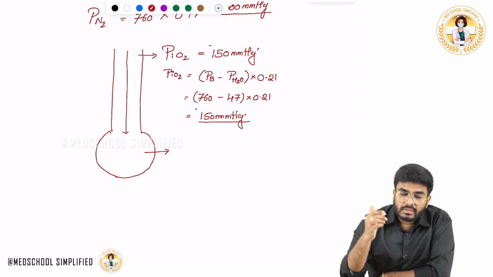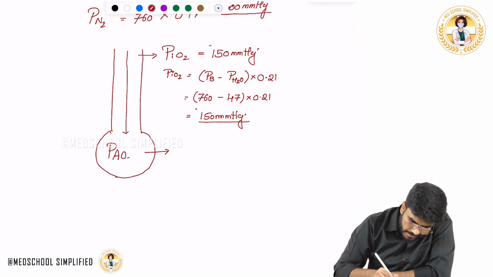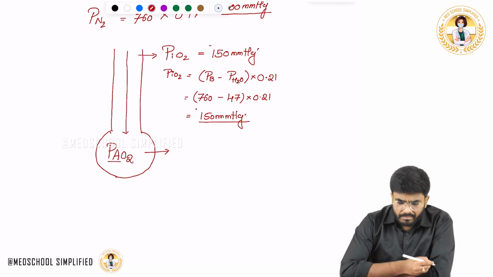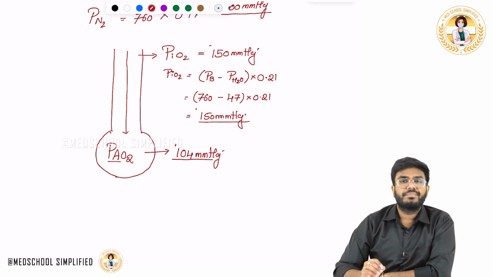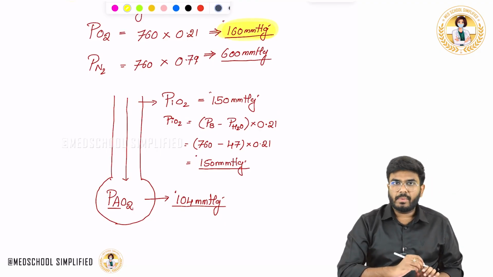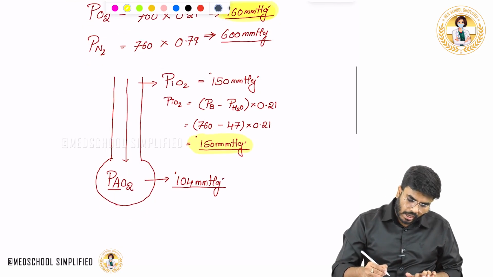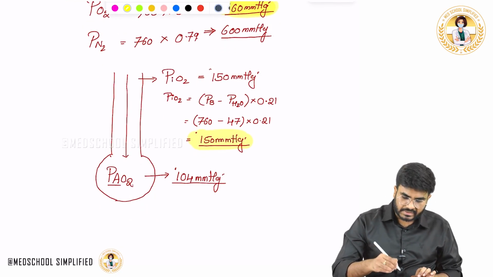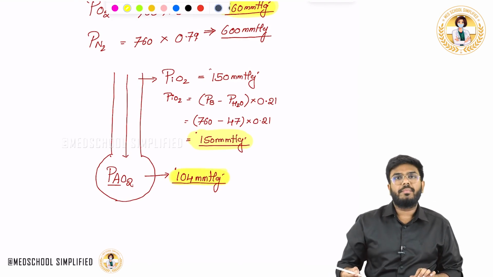Now the air is going through the respiratory tract, trachea, bronchi, bronchioles, something like that. Now the oxygen is coming into the alveolus. The partial pressure of oxygen in the alveolus becomes 104 mmHg, and this is normal. So the point is, in the environment it is 160 mmHg, in the inspired air it is 150 mmHg, and by the time it comes to the alveolus, the partial pressure of oxygen is 104 mmHg.